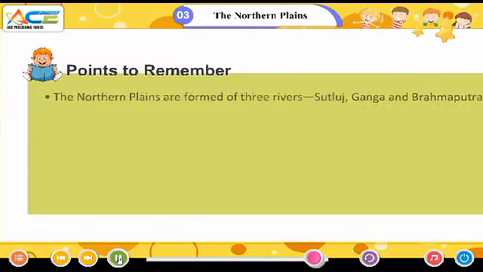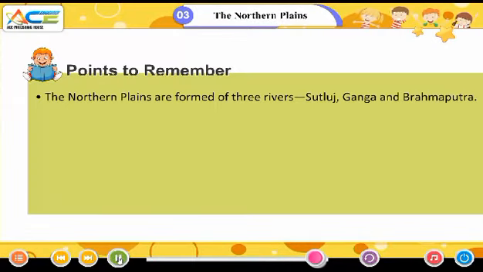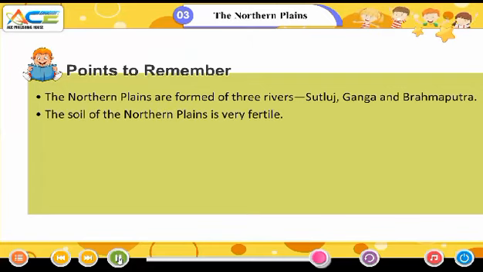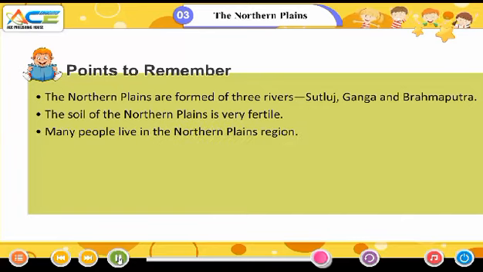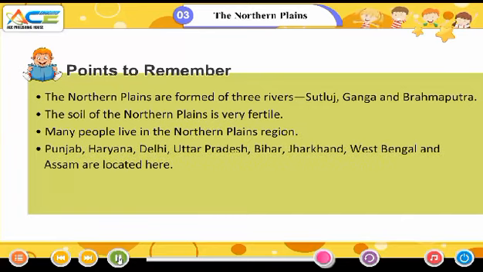Points to remember. The northern plains are formed of three rivers, Satluj, Ganga and Brahmaputra. The soil of the northern plains is very fertile. Many people live in the northern plains region. Punjab, Haryana, Delhi, Uttar Pradesh, Bihar, Jharkhand, West Bengal and Assam are located here.